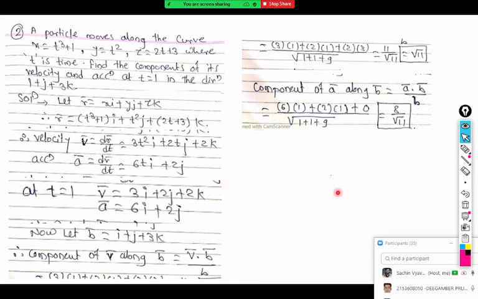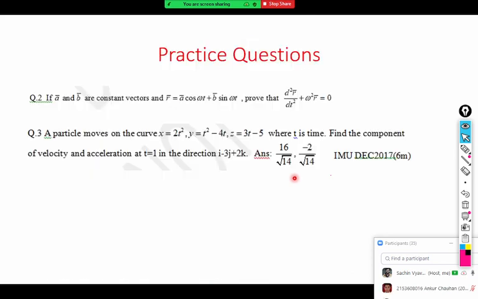So two more questions are there for self-study. Probably I will give them in the tutorial. Don't worry, I will always give practice questions, so you have to practice this. You can try it. The first question is: a bar and b bar are constant vectors, and this is the position vector r bar that you are given. Can you guess which path this position vector represents?